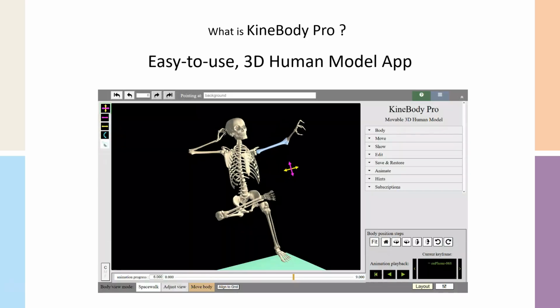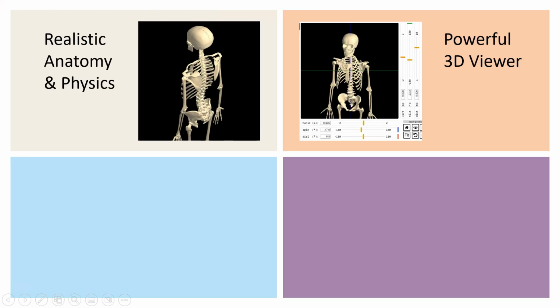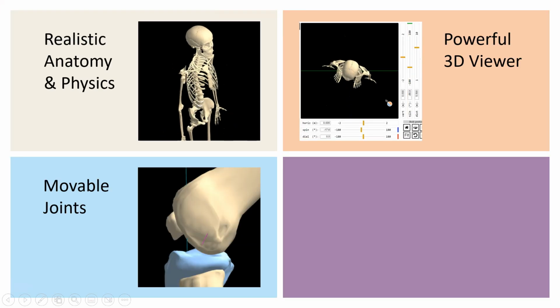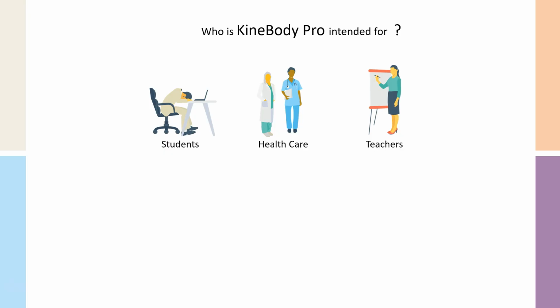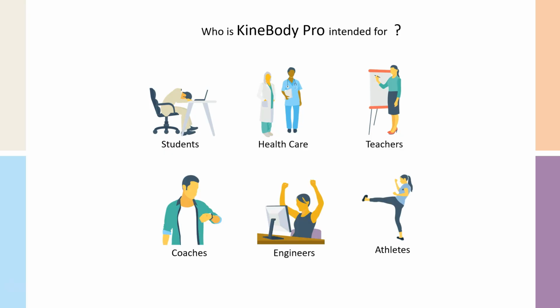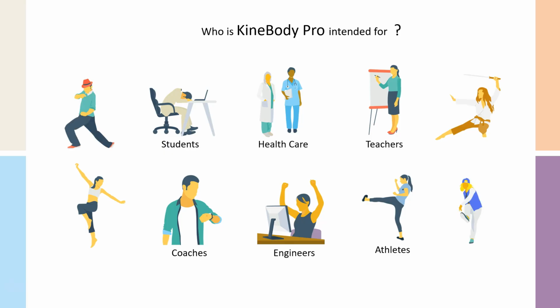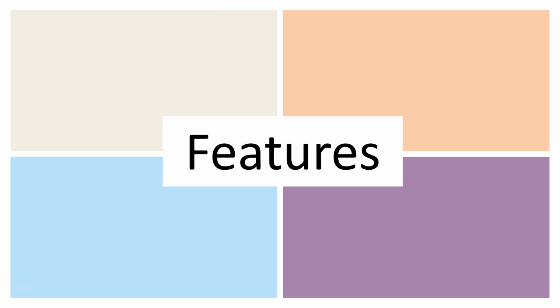In short, KineBody Pro is an easy-to-use 3D human model app that features realistic anatomy and physics, powerful viewing tools, movable joints, and DIY animations. It's available to the general public, but designed in particular for users such as healthcare professionals, teachers and students, engineers, coaches and athletes, artists, musicians, or anyone else who needs a realistic depiction of human movement. So, let's take a look at some of the features.